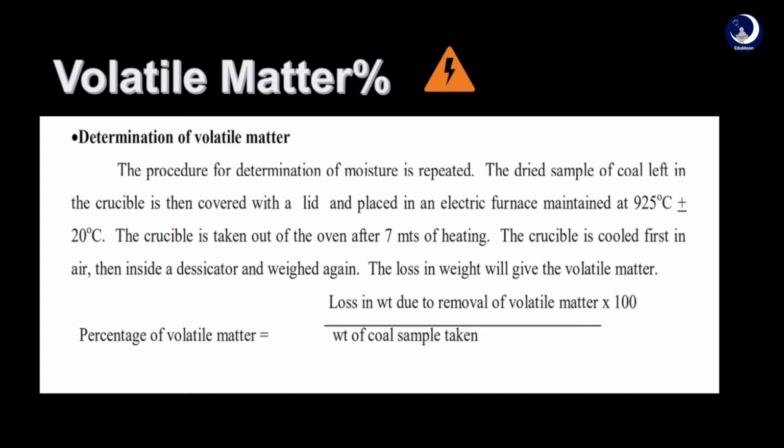For the determination of volatile matter, the procedure for the determination of moisture is repeated, and then the dried sample of the coal left in the crucible is covered with a lid and again heated at 925 degrees Celsius plus or minus 20 degrees Celsius. It is taken after 7 minutes, cooled and then weighed again. The loss in weight will be given as volatile matter, and the percentage of volatile matter is loss in weight due to removal of volatile matter into 100 by weight of coal sample taken.